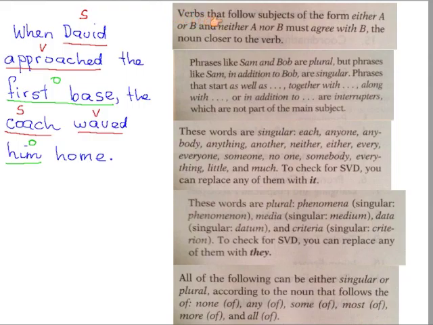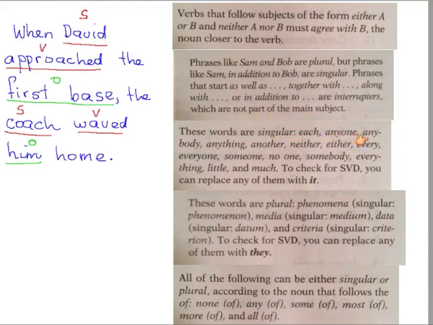First of all, verbs that follow subject of the form either A or B and neither A nor B must agree with the subject B, the noun closer to the verb. Phrases like Sam and Bob are plural, but phrases like Sam in addition to Bob are singular. Phrases that start as well as, together with, along with, or in addition to are interrupters, which are not part of the main subject. These words are singular.